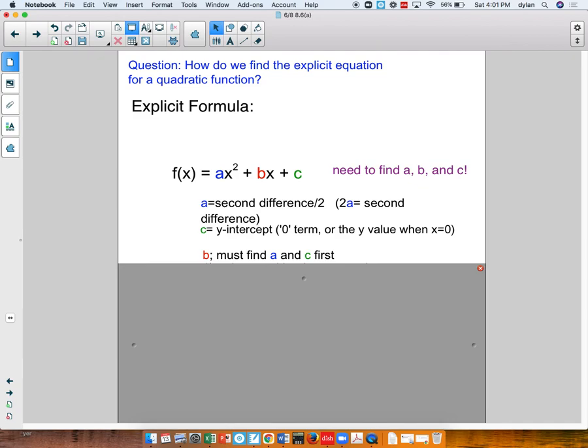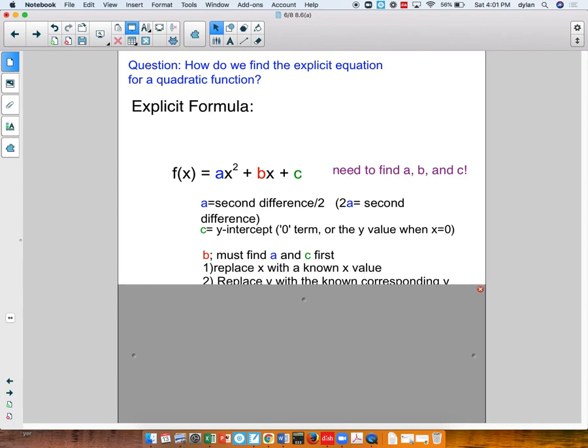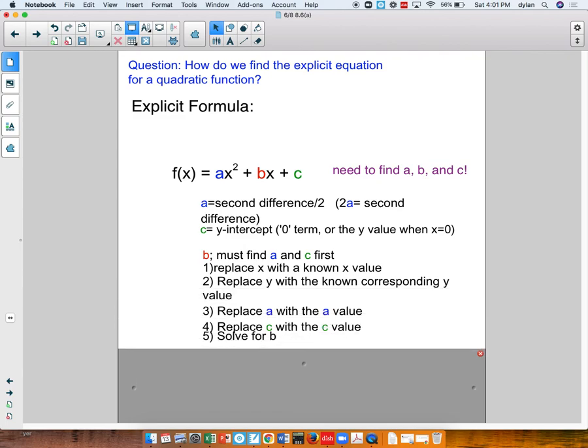We're going to use a technique similar to what we used in 8.5 where we can now plug in a point and find b. So what you're going to do is take your ax squared plus bx plus c and replace the x and the y with any point on the table, any known x and y values that correspond with each other. We're going to put in a as the value we already found, put in c as the value we already found, and then just solve for b. And once we've found a, b, and c, we'll be able to identify our quadratic equation.